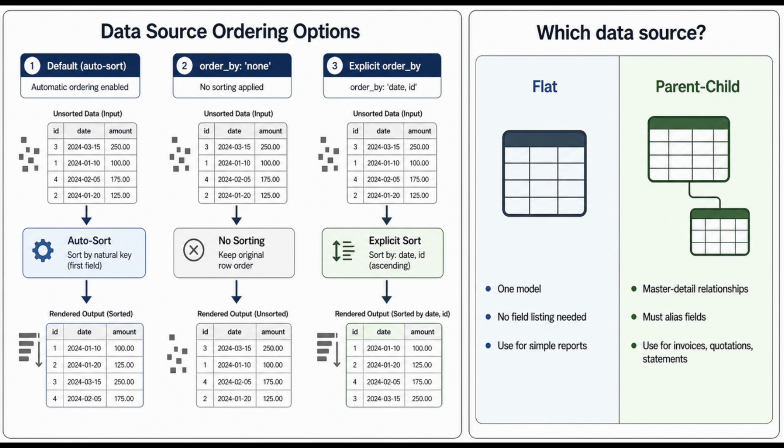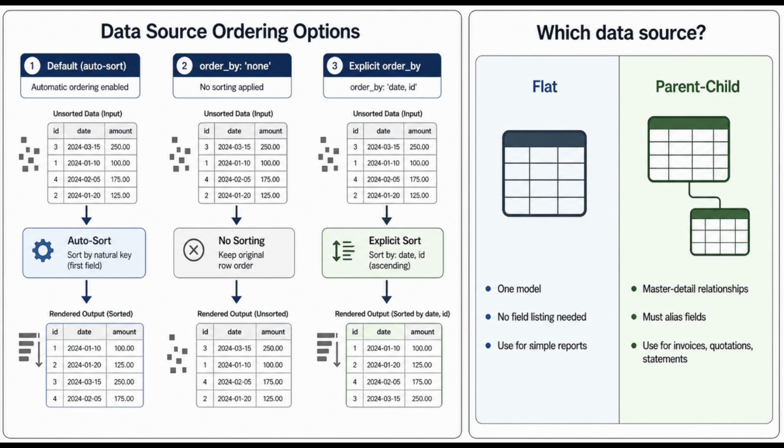A flat data source draws from a single model. Every field on that model is auto-available, and you do not have to list them explicitly. A parent-child data source draws from two related models, requires explicit field aliasing, but gives you master detail layout. Use a flat data source when you are reporting on a single model and all fields you need are on that model or reachable through dot notation. This is the simplest path.